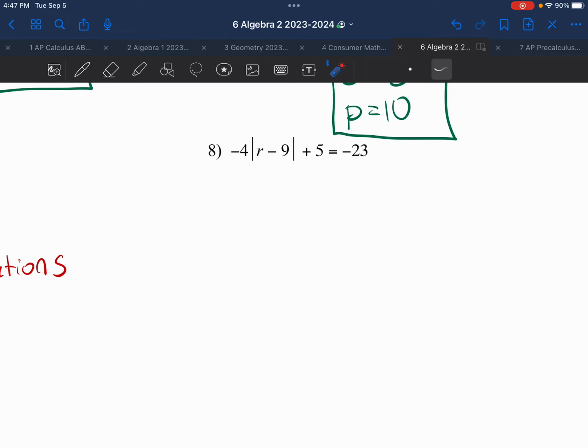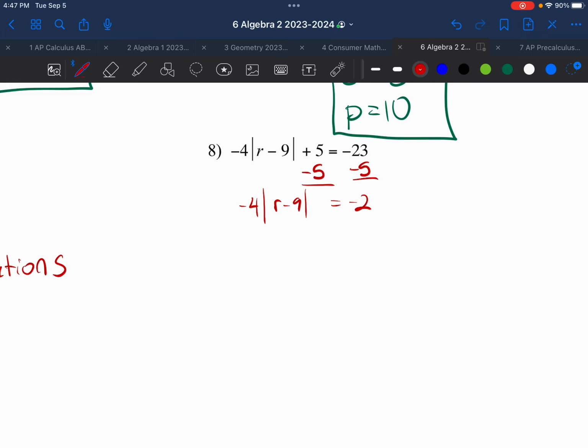All right. Number 8, again, we are trying to isolate the absolute value. So I need to get rid of this 5 and get rid of this negative 4. Well, this negative 4 is being multiplied by the absolute value. This 5 is being added. I'm undoing PEMDAS, so I'm going to get rid of the plus 5 first. I'm going to subtract 5 on both sides. Subtract 5 on the left, subtract 5 on the right.